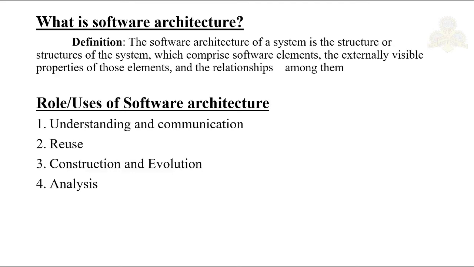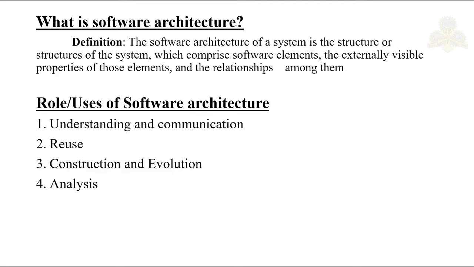Next, we will see about the construction and evolution. So, architecture partitions the system into different parts. This we have known. The parts specified in the architecture are relatively independent. They can be built independently. Not only does the architecture guide the development, it also establishes the constraints.